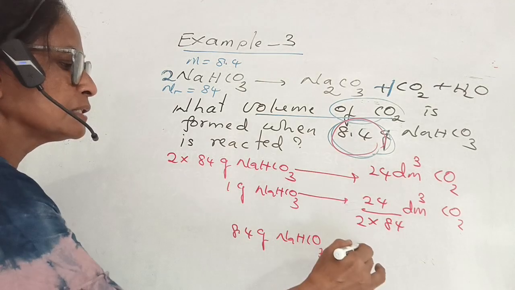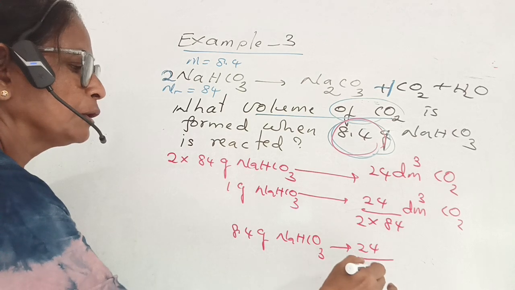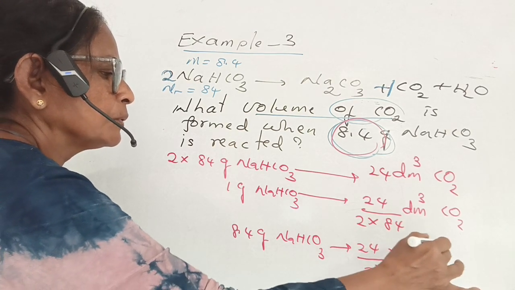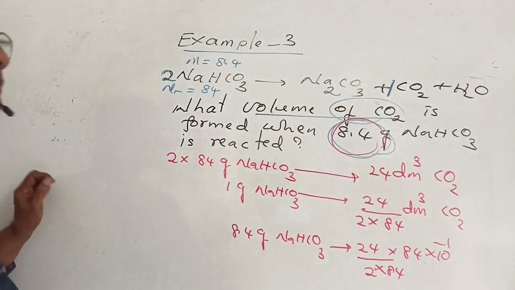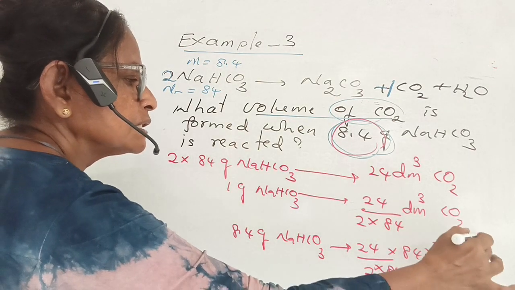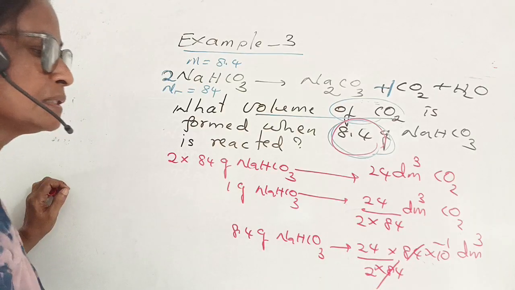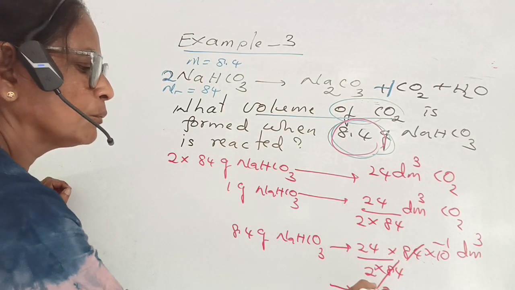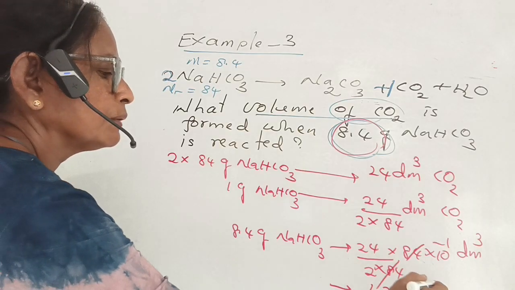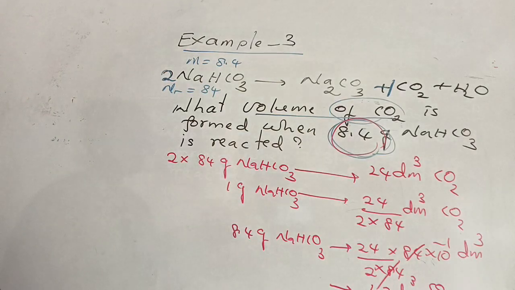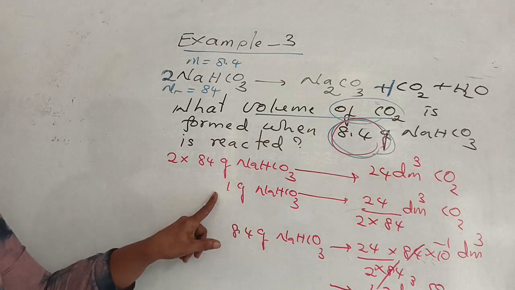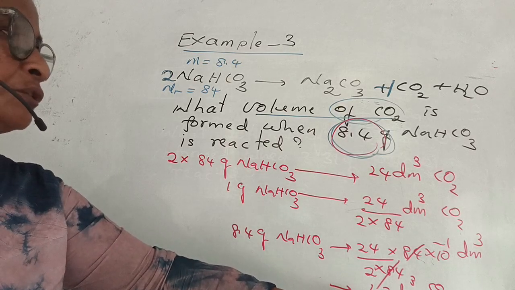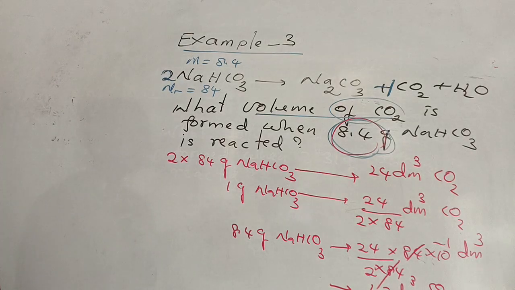The question is asking with 8.4 grams of sodium hydrogen carbonate. So the final answer will be 24 divided by 2 times 84, multiplied by, I can write this 8.4 as 84 times 10 to the power minus 1. The answer comes in decimeter cube. These two get cancelled. So it should be 12 times 10 to the power minus 1, which becomes 1.2 decimeter cube of carbon dioxide. So quite often it is not necessary to use a calculator either, and it's very clear the answer comes with the units. It is much faster by this method.